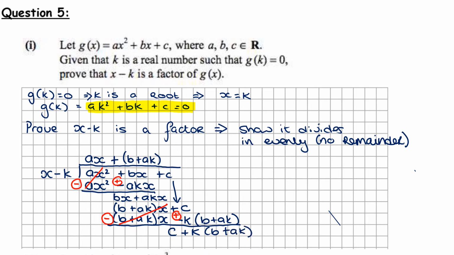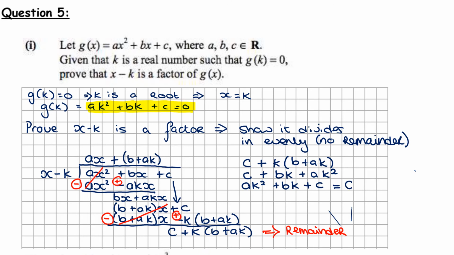And this here is our remainder. That's what we have left over because we've done our division now. So we're trying to show that c plus k times b plus ak equals 0. Let's see if that's true. To make it a bit clearer, let's multiply it out. We get bk plus ak squared. Rearranging it, we get ak squared plus bk plus c, and this is equal to 0.